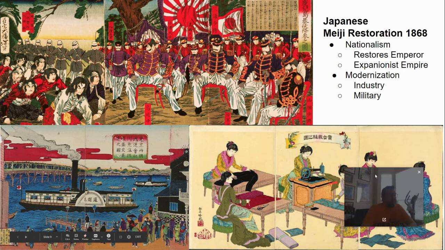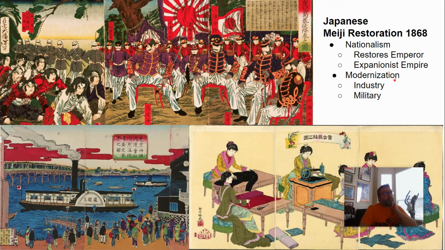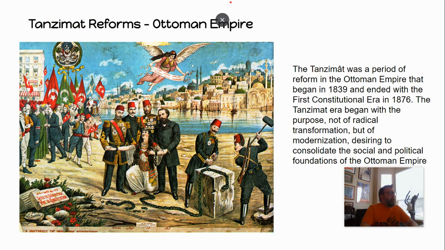Steamships and industry. So the Meiji Restoration in 1860 attempts to end the shogunate and create a modern society with a modern army. The emperor is going to be the focal point for that. It's about Japan and not about clans. And then they're going to create their own empire. So Meiji Restoration, successful modernization, Tanzimat not.